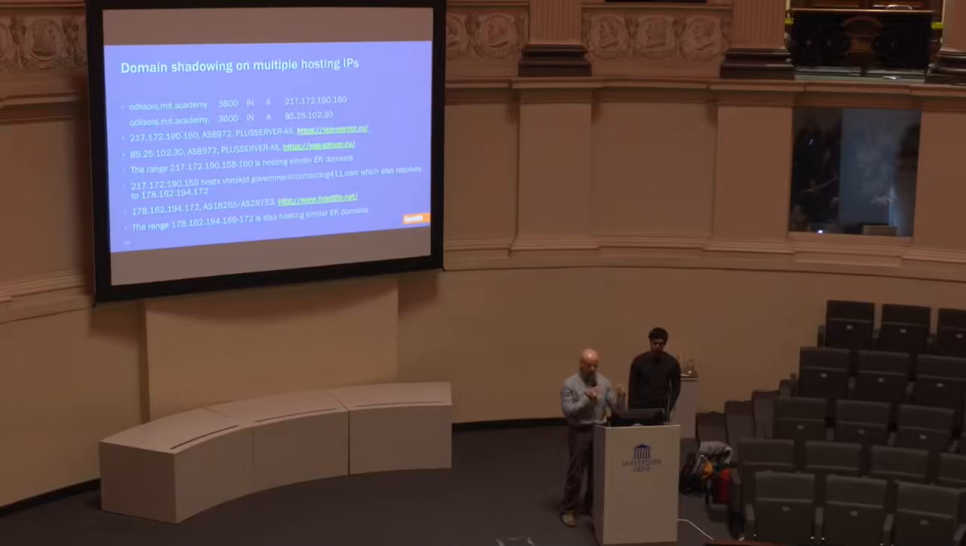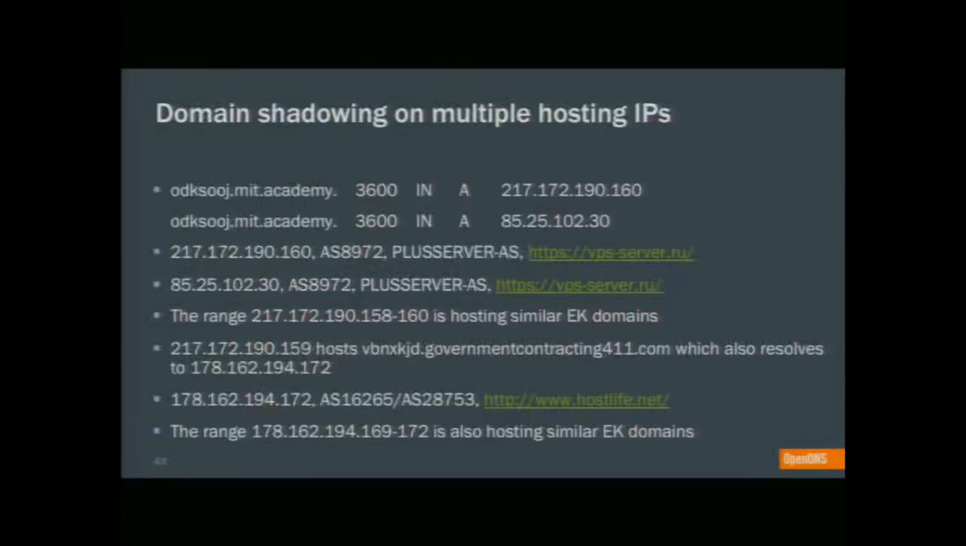The domain resolves to a couple of IPs that belong to different prefixes, but they are still under the same ASN. And more specifically, that IP belongs to vps-server.ru. This is a small hosting provider in Russia. Now, it's interesting how, as we said earlier, we can follow the trail.